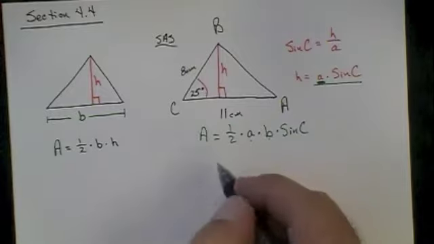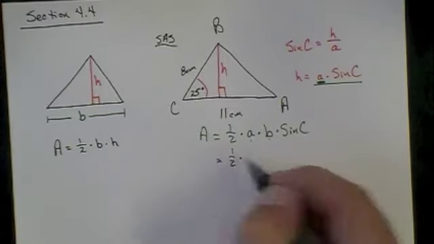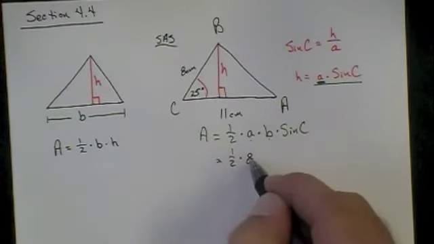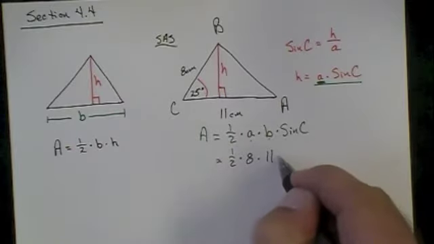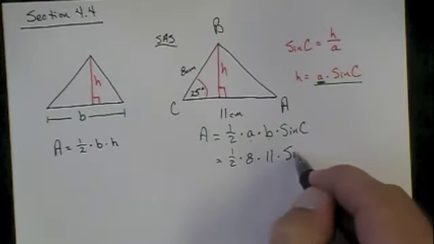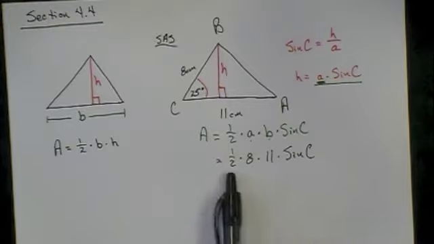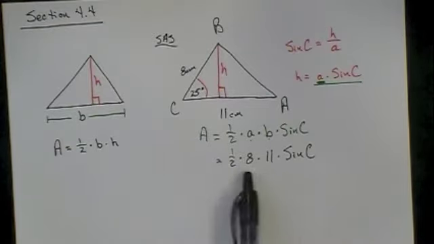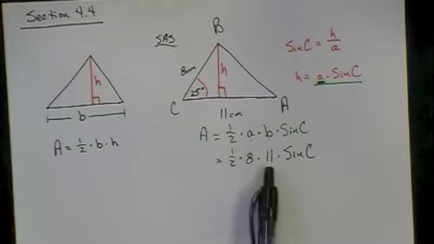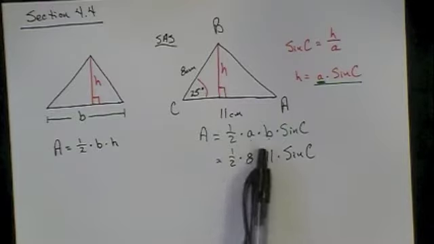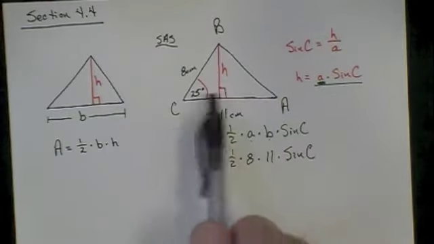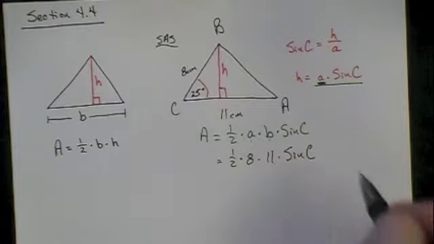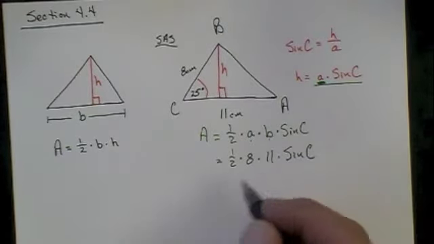So then from here, we plug in our information. So we have side A is 8, side B is 11, and our included angle, sine of angle C. And because we're multiplying all the way across here, it really doesn't make a difference what side we call A or what side we call B. We're just going to have our two sides that are part of this angle. And angle C is 25 degrees.